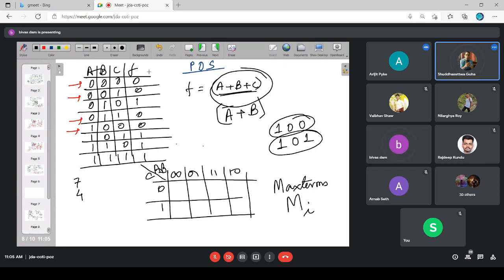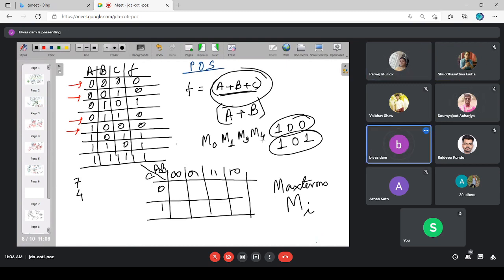From this truth table, what will be the values of M0, M1, M3, M4? M0 is 0, sir. Then M1 is 1. Then M3, M4.